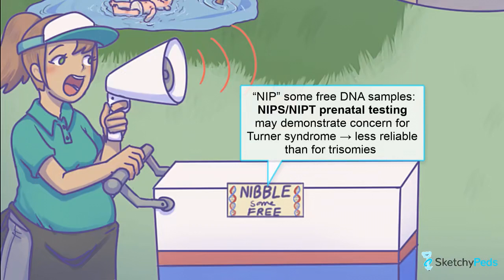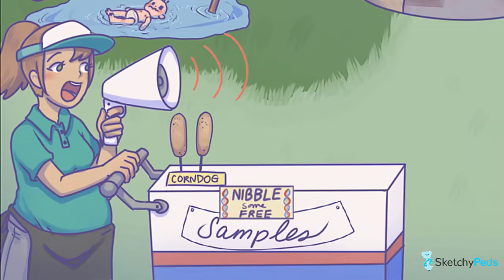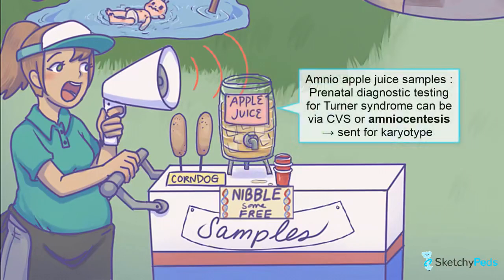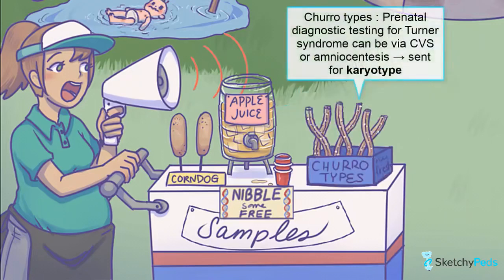If the prenatal ultrasound or NIPT/NIPS testing leads to concern for Turner syndrome, then some patients might elect to proceed with formal prenatal diagnostic testing to definitively rule in or rule out the diagnosis of Turner syndrome. Options include first trimester chorionic villus sampling, represented by the corn dog samples on the food cart, or second trimester amniocentesis testing, represented by the amnio apple juice samples also on the cart. In either case, the sample obtained can be sent for a karyotype analysis to determine whether the fetus has Turner syndrome.